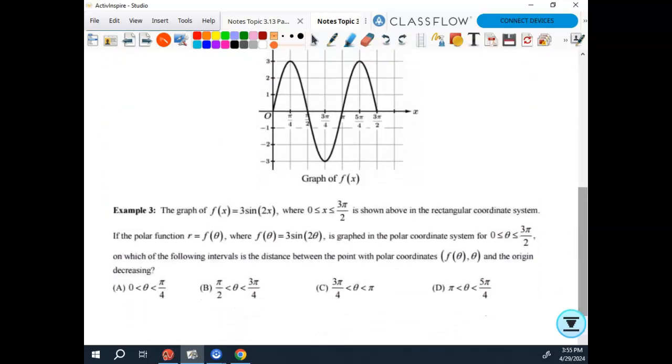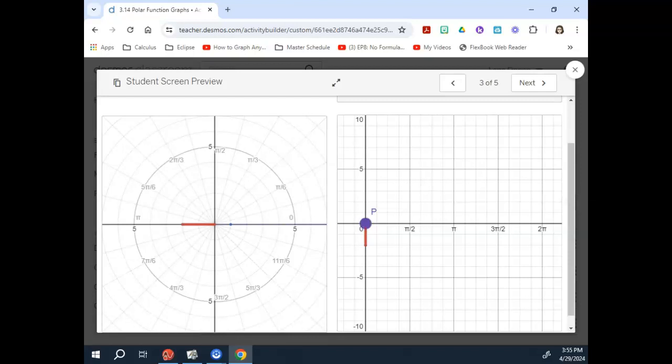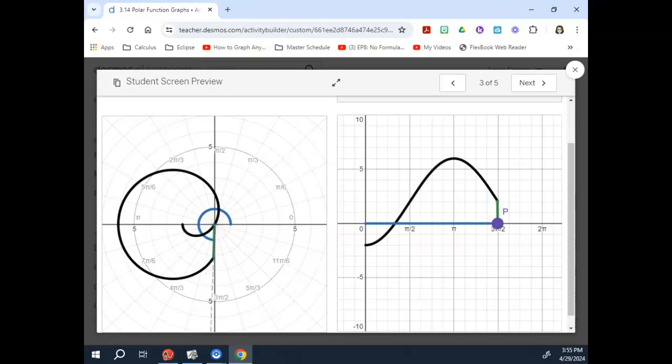Okay. So then we have the graph of f of x. Oh, I was going to show you. Let me see if this will actually work for me. So this is what we just did here. Let's just look at our answer choices. It said from pi to 5 pi thirds. That was the first one. So here's pi, okay? From pi to 5 pi thirds, which is over here, the distance from the function to the origin is decreasing. And you can also see over here, this distance is decreasing.